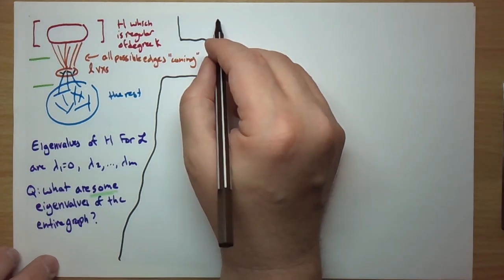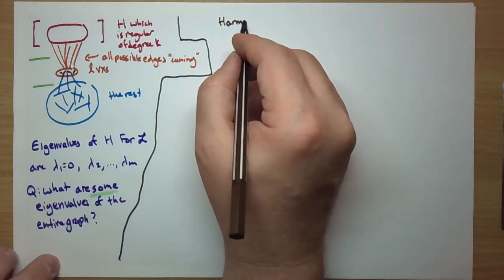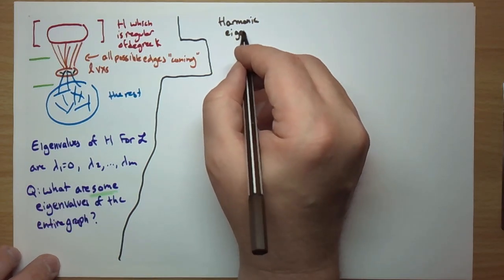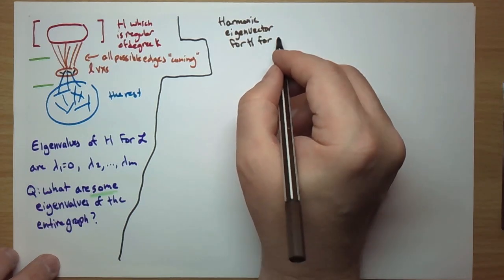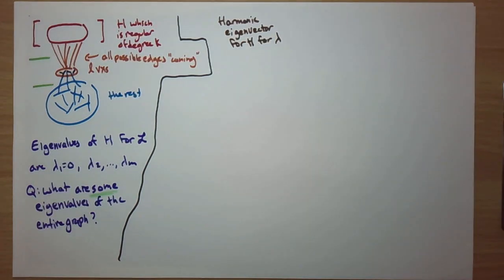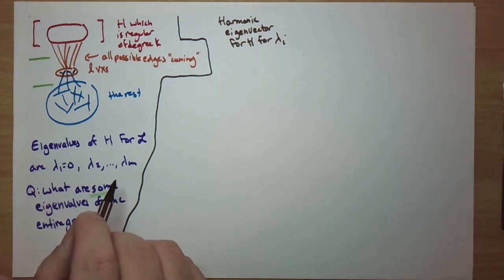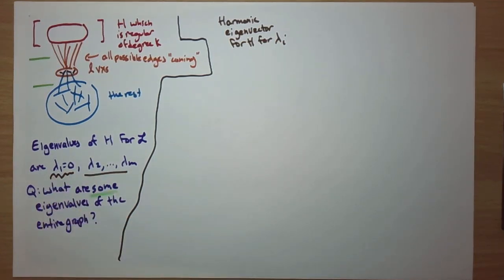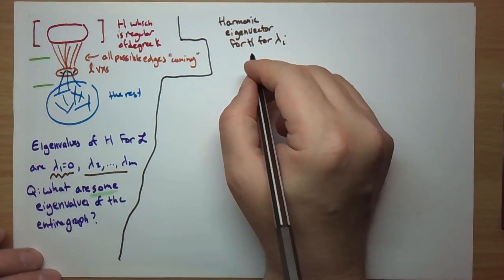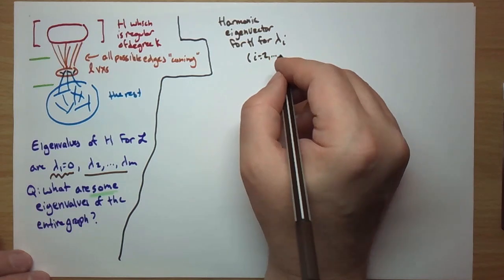Okay, so let's suppose we have a harmonic eigenvector for H and for eigenvalue, let's say lambda. We can even say lambda i. Now, when I say lambda i, one of these I'm going to ignore. Which lambda should we ignore? 0. Yeah, 0 is kind of weird. You've got to move that aside. We'll come back and talk about it later. Okay, so we have one of those.